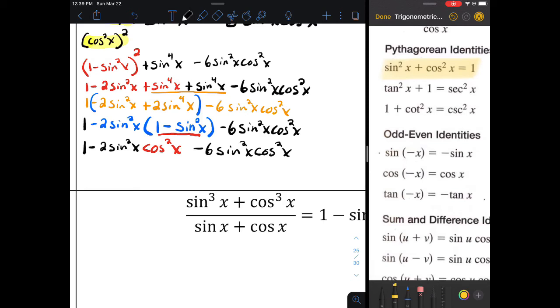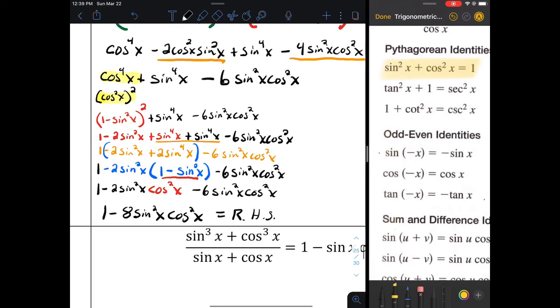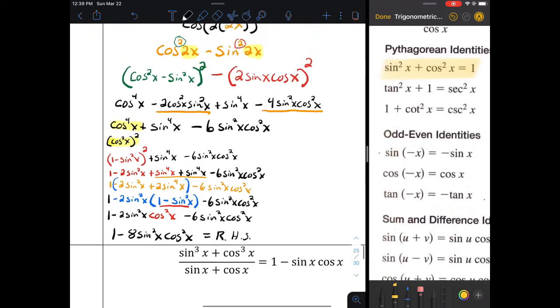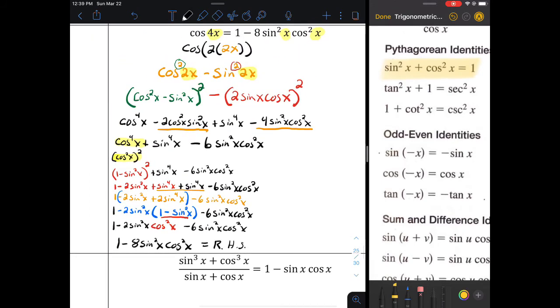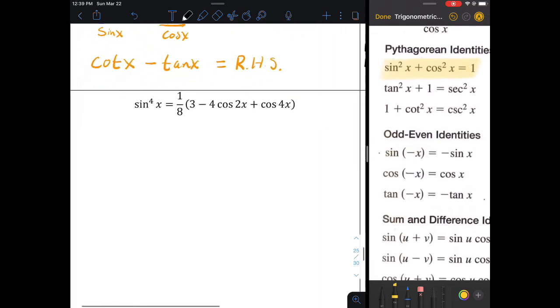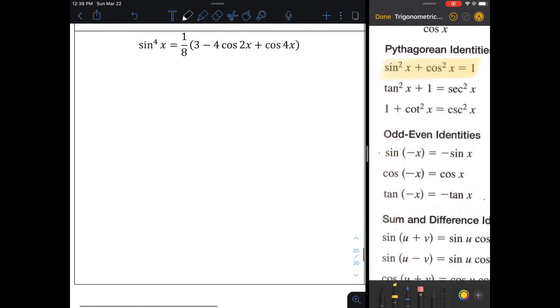Now we put together our like terms, and we have 1 minus 8 sine squared x cosine squared x. And that is my right-hand side. All right, so there might have been an easier way to get an answer there. This was just the way I pictured it as I worked my way through. All right, 2 left on this practice set.